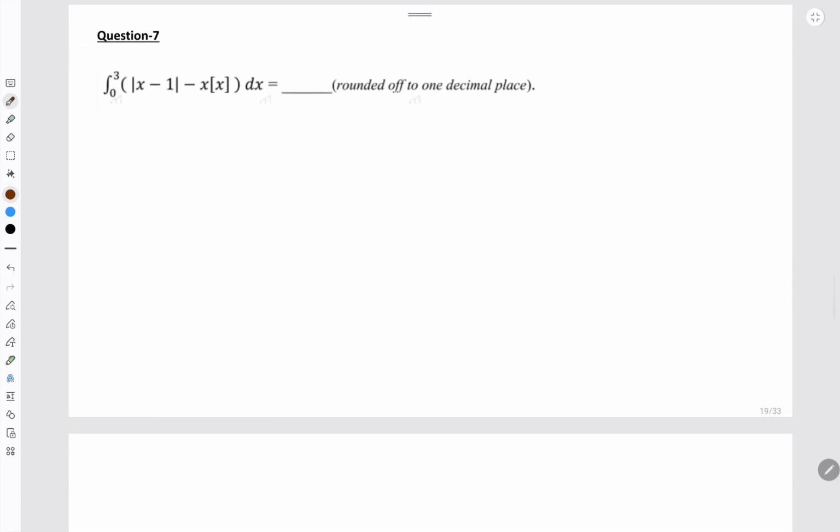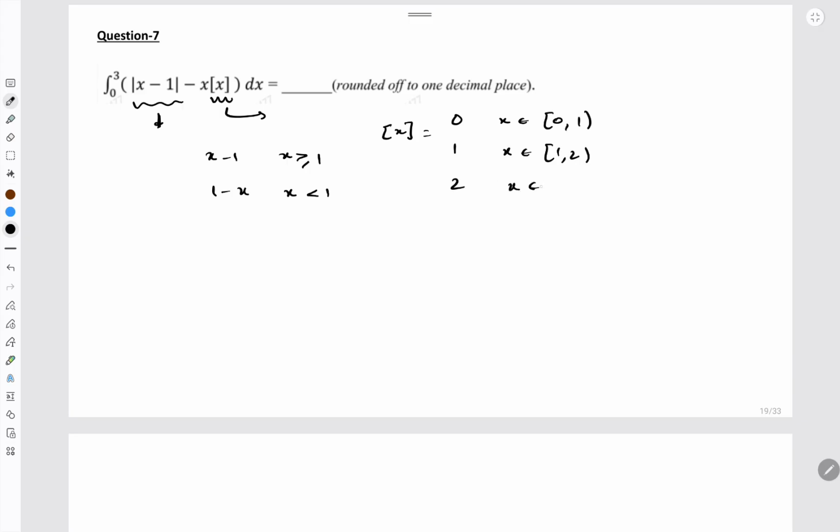Next is basically an integration. And yeah, so we know these functions. This function is basically a modulus function that has two definitions. It is x minus 1 if x is greater than or equal to 1. It is 1 minus x if x is less than 1. And for GIF, we know we can have the definition of GIF if we split across integers. That means GIF of x is basically 0 if x belongs to 0 to 1 open, 1 if x belongs to 1 to 2 open, 2 if x belongs to 2 closed to 3 open.